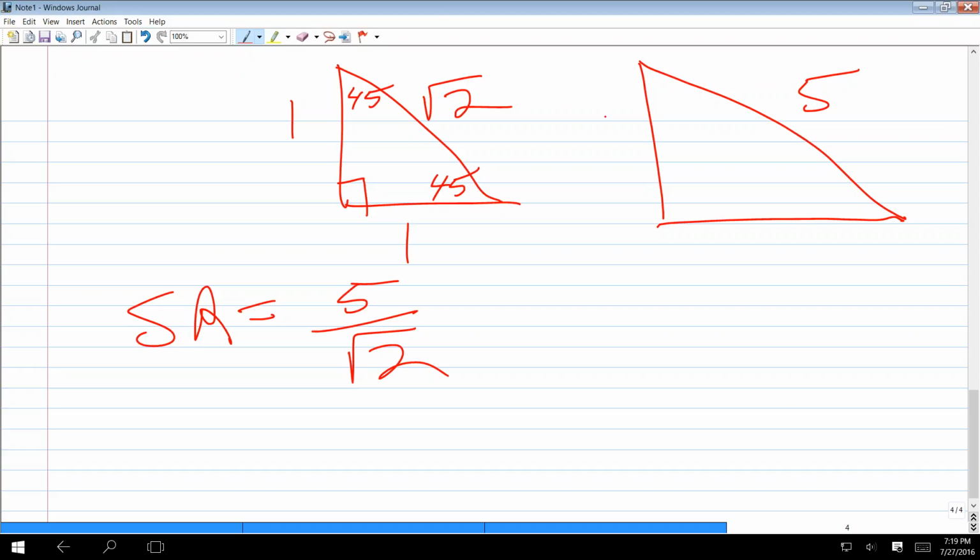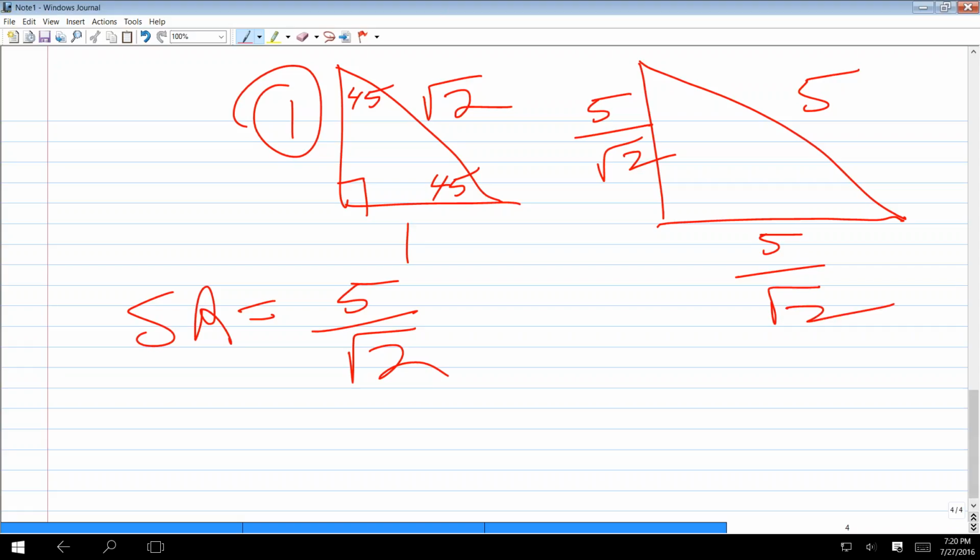Y would be 5 and x would be 5. Well, now hold on. You take your similarity ratio and you multiply it by that to get this. So what is this side right here? Anything multiplied by 1 is what? 1. It's the same thing that it is. So 5 divided by root 2. Okay. So then the bottom would also be 5 divided by root 2? Always, yes, exactly.